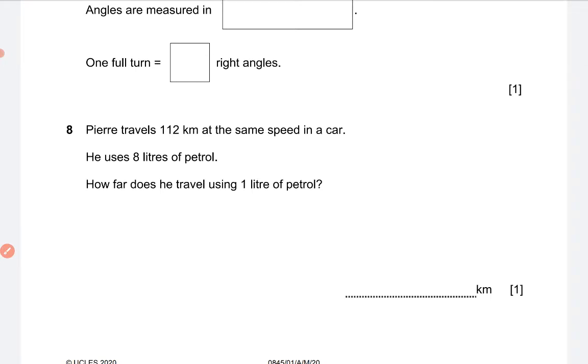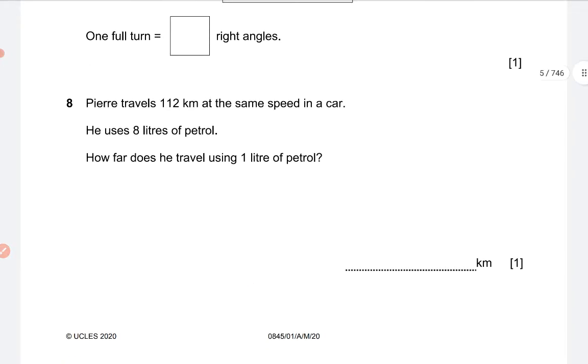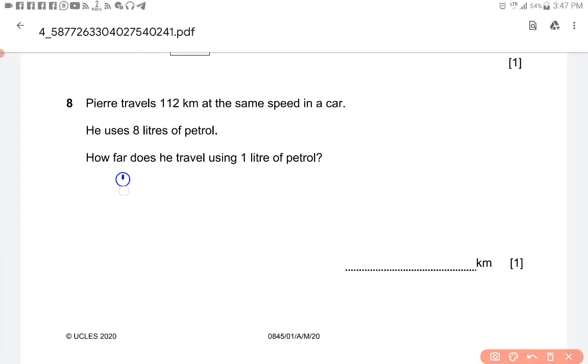Ben travels 112 kilometers at the same speed in a car. He uses 8 liters of petrol. How far does he travel using 1 liter of petrol? So you will divide 112 divided by 8. 11 divided by 8 equals 1. Remainder is 3, then bring down 2. 32 divided by 8 equals 4. So the answer will be 14 kilometers.